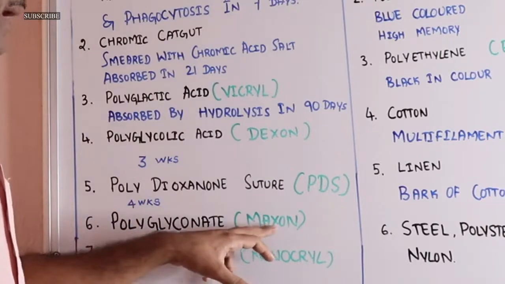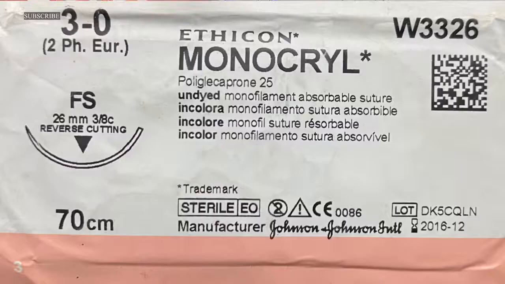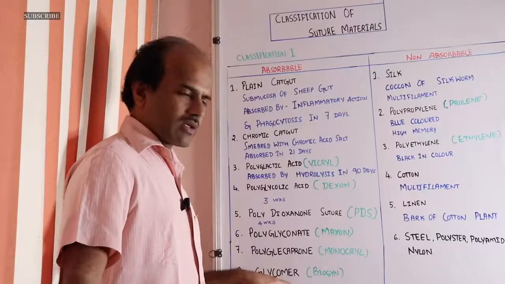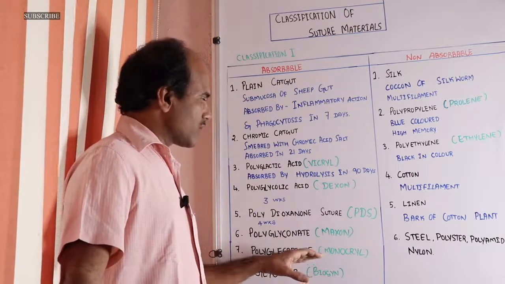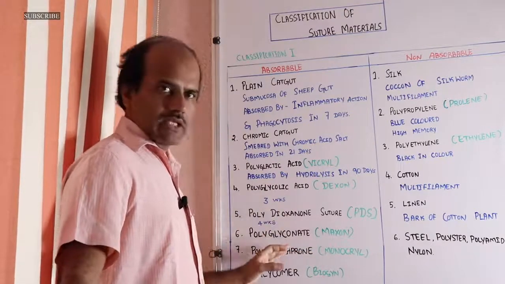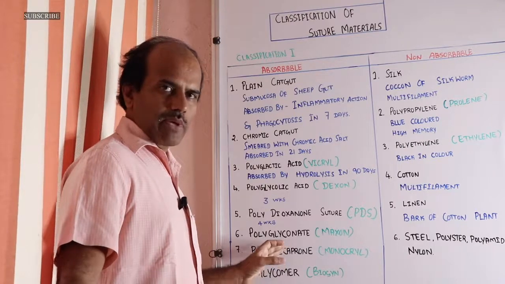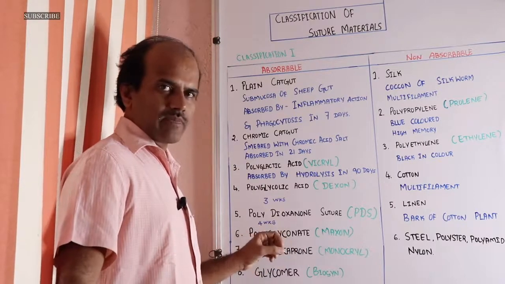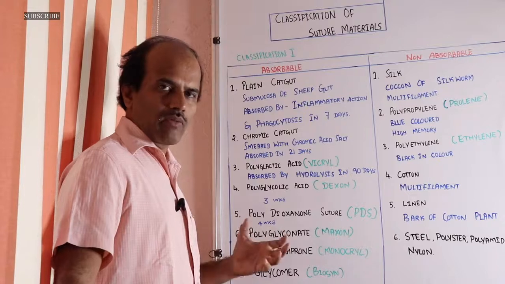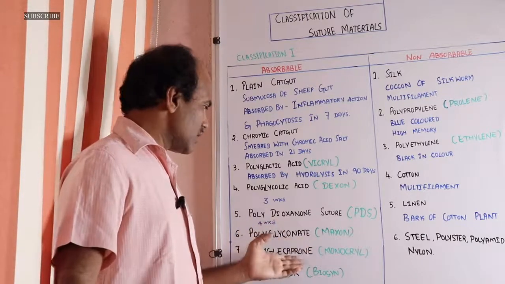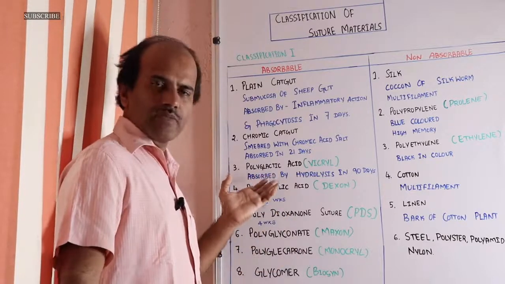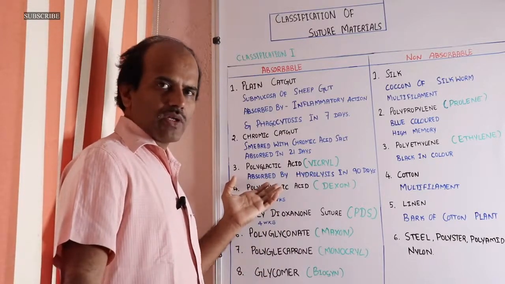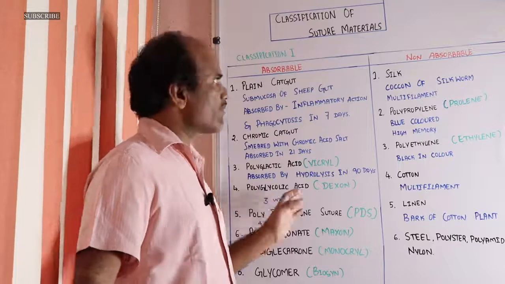Polyglyconate, that is Maxon, this is a brand name. Polyglecaprone, that is Monocryl, and glycomer, that is Biosyn. These are the product names, and all these suture materials are absorbable. Based on the need, we can select which material we want, whether we want a monofilament like Monocryl or a multifilament like Vicryl.